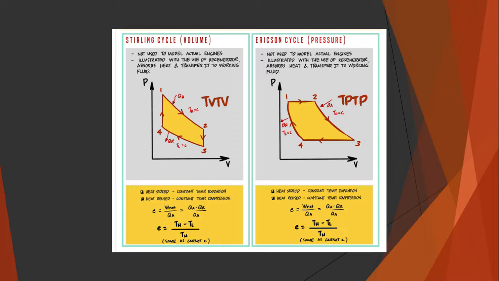Yan, so dito nga pinakita na ang pagkuha ng thermal efficiency ng Stirling cycle at saka Ericsson cycle is the same lang as Carnot cycle. Pero yun na nga, hindi pa rin siya as efficient as Carnot engine. Ayan. So, next na din.